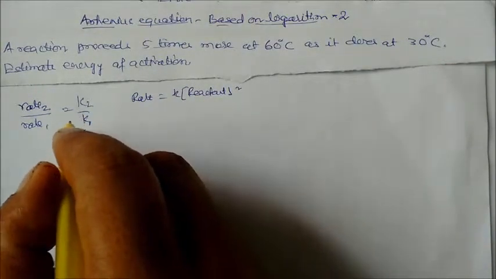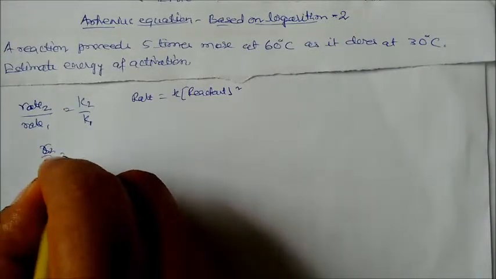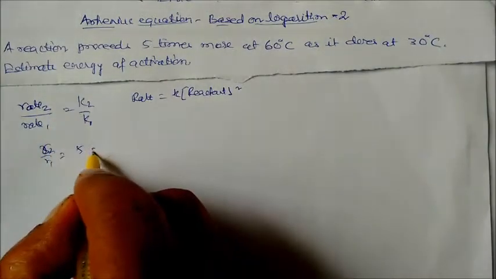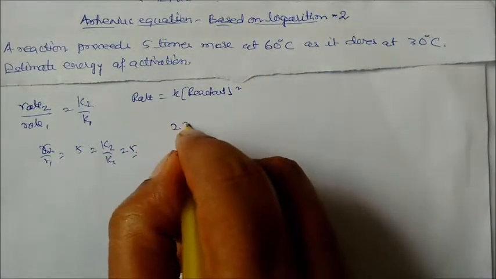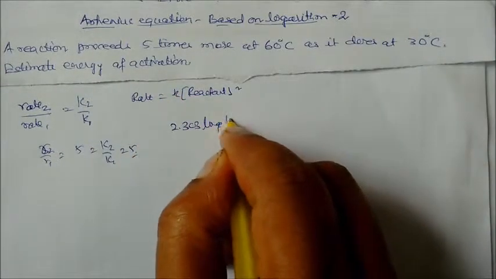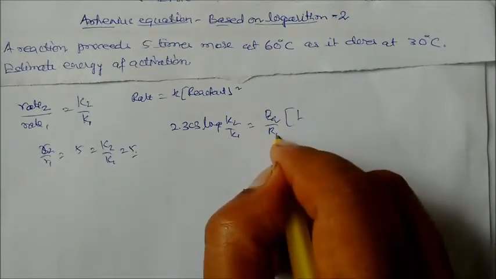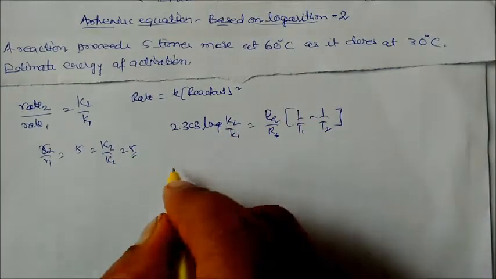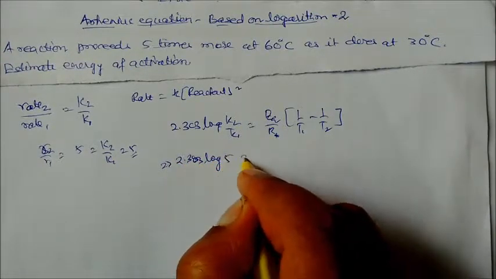So K2 by K1, here rate 2 by rate 1 is 5 times, so we can write R2 by R1 is equal to 5. The reaction proceeds 5 times more at 60 degrees, so definitely K2 by K1 is equal to 5. Use the logarithm form of the rate constant relation: log of K2 by K1 is equal to EA by R, and the temperature term is lower temperature minus higher temperature. So K2 by K1 is 5, and you can put this value over here. So this is 2.303 log of 5.